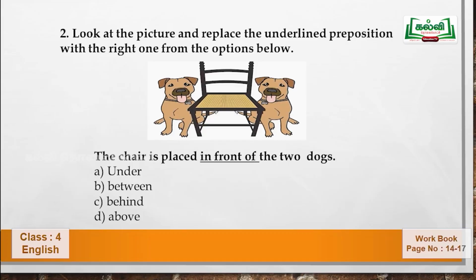Second one. Look at the given picture and replace the underlined prepositions with the right one from the options given below. The given sentence is the chair is placed in front of the two dogs. Here, the underlined preposition in front of is not correct.